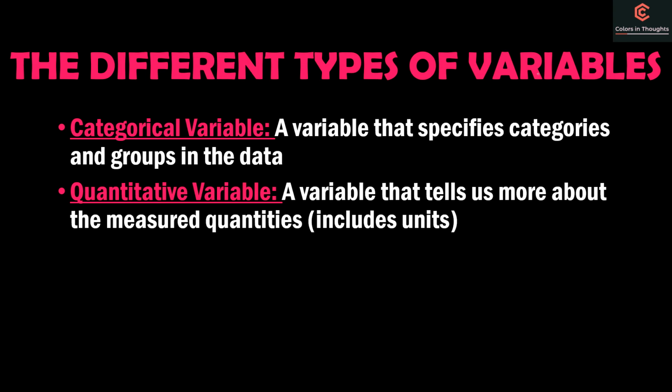There are two types of variables that we will learn about: categorical variable and quantitative variable. A categorical variable is a variable that specifies categories and groups in the data. A quantitative variable is a variable that tells us more about the measured quantities and includes units. Another way to think about quantitative variables is, does it make sense to find the average of the given value?